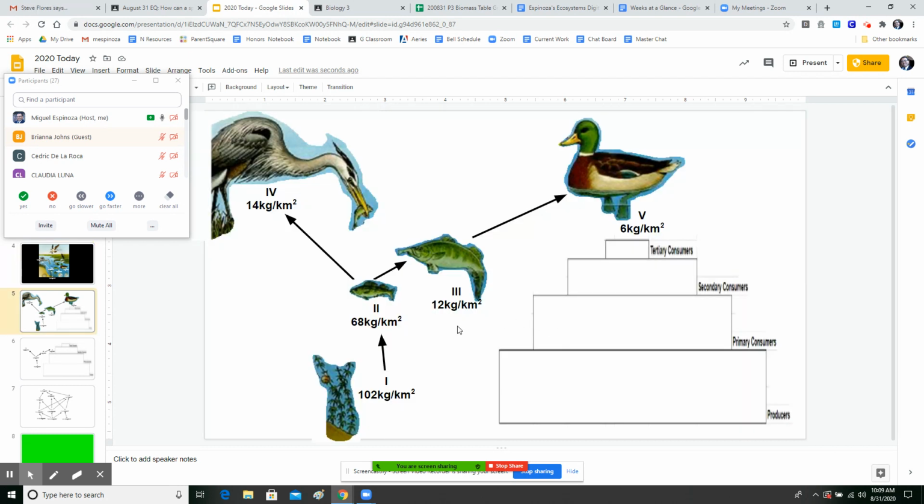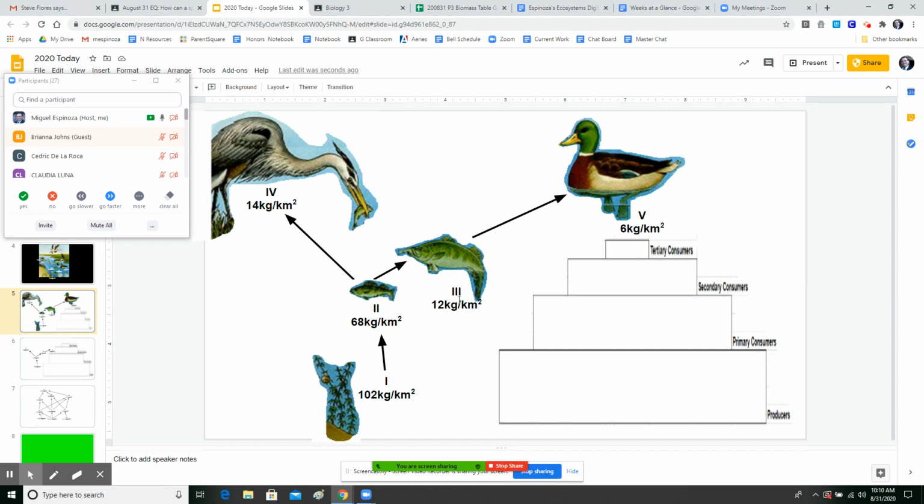Okay, so that being said, I took away the rest of the food web to try to make it a little bit less complicated. Okay, so again, one more time, here's the plants, organism number 1. And then here's the little fish, organism number 2. And then there's the mass, 68 kilograms per kilometer squared. And then here's the mass of the crane, organism number 4. Organism number 3, the big fish, 12 kilograms. And the duck, 6 kilograms.